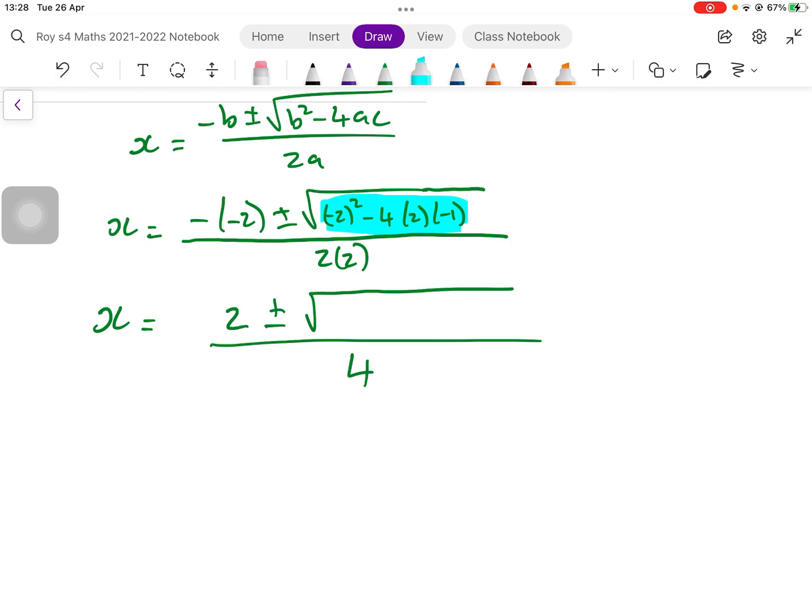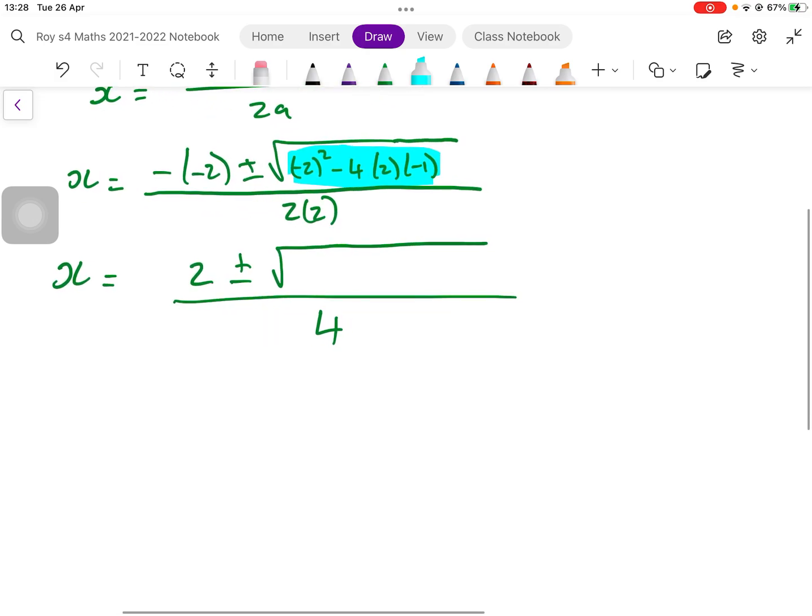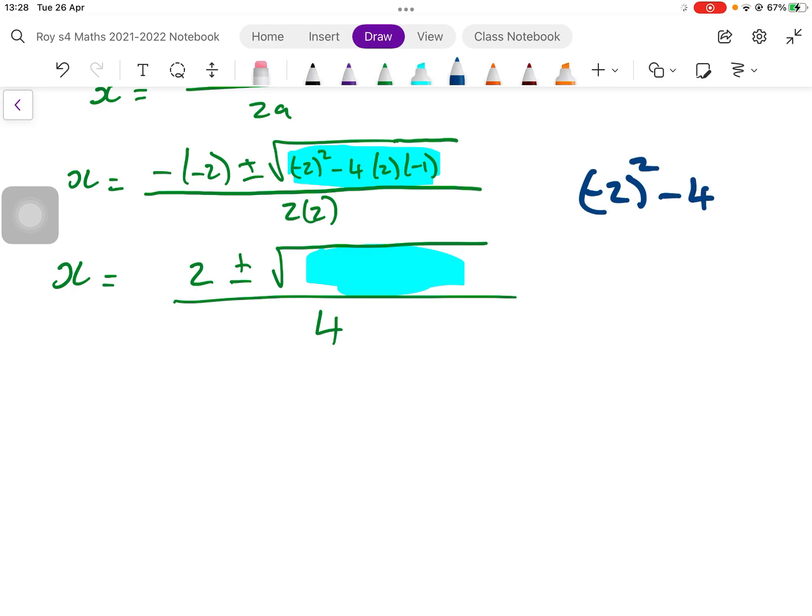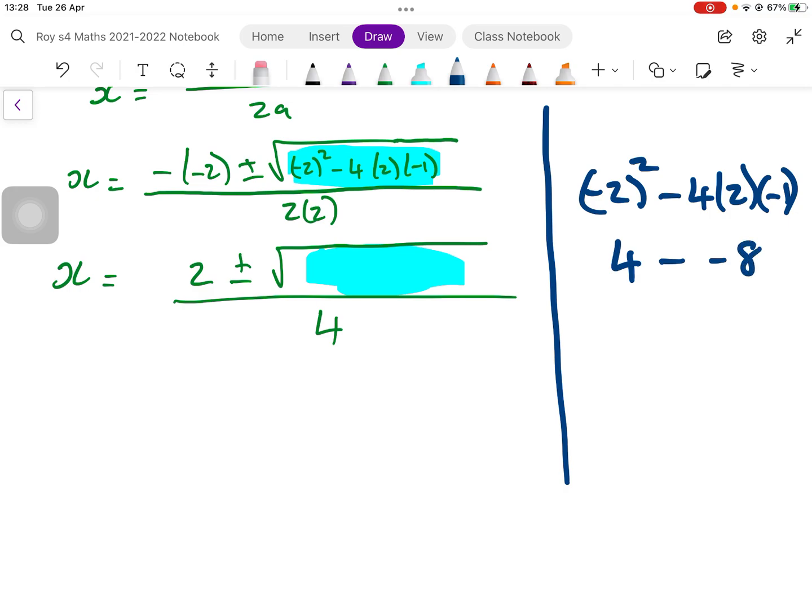It's quite important. And we also know that getting the value of this correct is key to a question like this. So what I'm going to do is just go to the side and write out negative 2 squared minus 4 times 2 times negative 1. Just copy out what's under the square root. This is just separate. So that would be 4. Now, 4 times 2 is 8, times negative 1 is negative 8. So it's 4 subtract negative 8, which is actually 4 plus 8, so that's 12. So in here it's just 12.